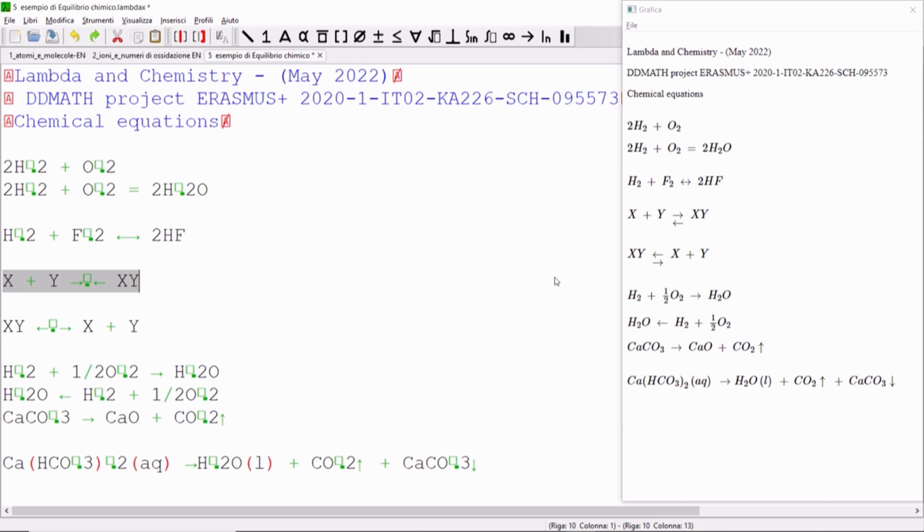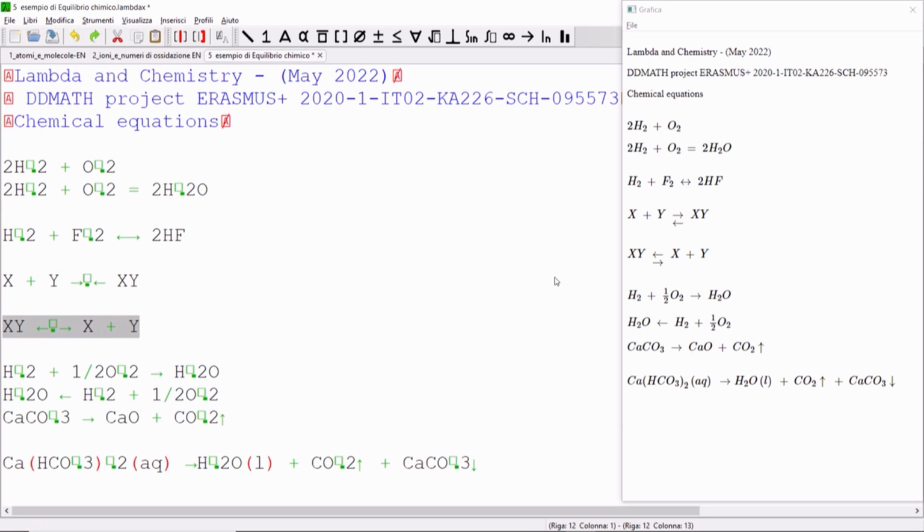Here is an example of chemical equilibrium with equilibrium shift to the left. You enter left arrow and right arrow with attribute subscribed. XY, left arrow, subscribed, right arrow, X plus Y.